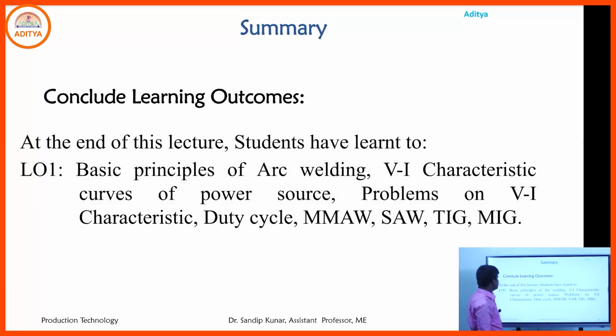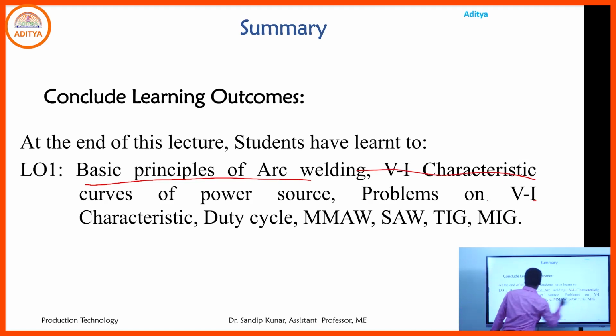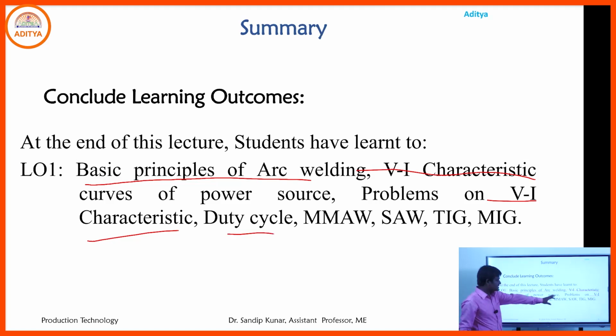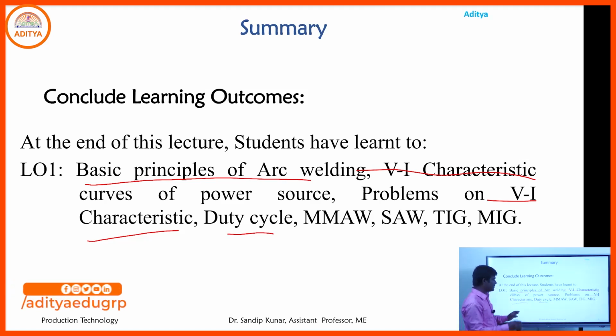At the end of this lecture, the students have learned about the basic principle of arc welding, voltage current characteristic curves of the power source, problems on voltage characteristics, duty cycles, manual metal arc welding, submerged arc welding, tungsten inert gas welding, and metal inert gas welding. They have got some idea about these welding processes.